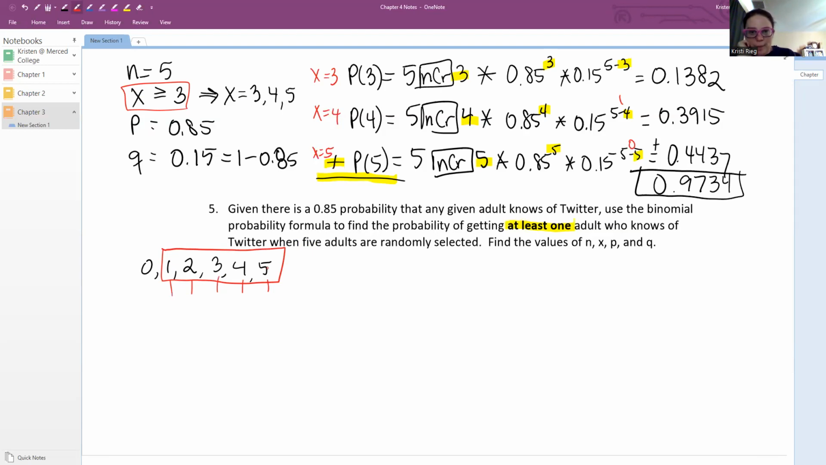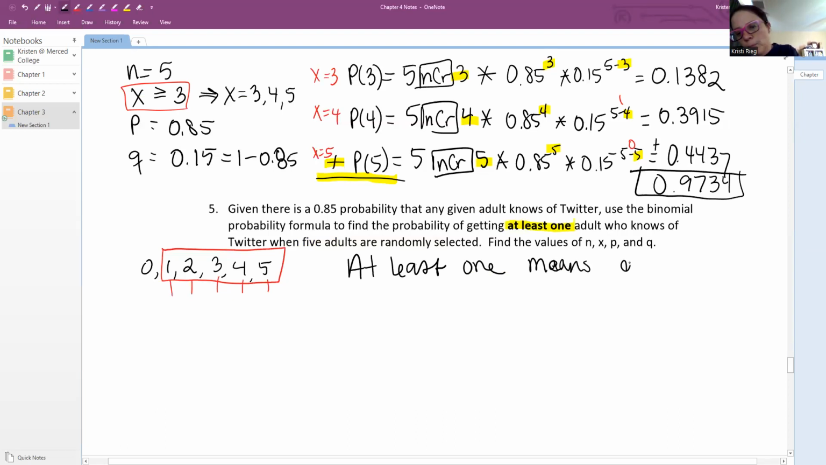But there's a shortcut. At least 1, by definition, means, oopsies, that's not even how you spell 1. At least 1, by definition, means all but 0. All but 0. All right, look at this. Look at where I circled it over here. Or I put a red box around it. I put a box around 1, 2, 3, 4, 5. Everything except 0. At least 1 means all the answers except for 0.